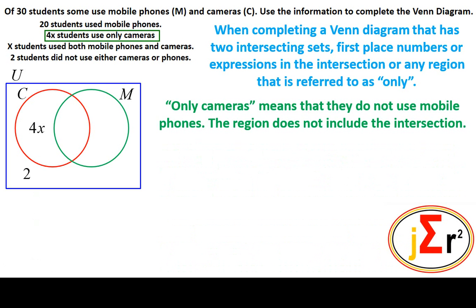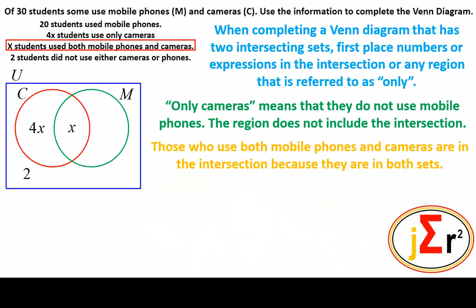Only cameras. X students used both mobile phones and cameras. We are talking in reference to the intersection. They use mobile phones and cameras, therefore they use both devices, and that will be the intersection of the two sets. Those who use both mobile phones and cameras are in the intersection because they are in both sets.